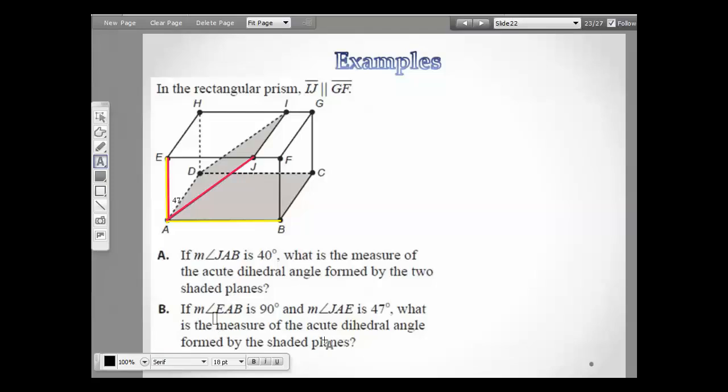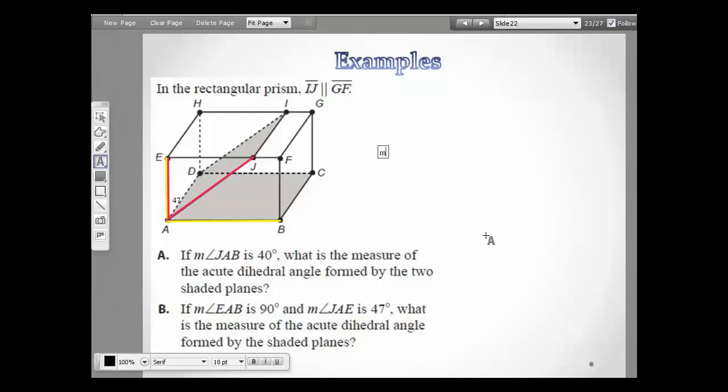So what is the measure of the acute dihedral angle formed by the shaded planes? Well, our dihedral created by the shaded planes is right here. Now, I'm always fussing that I'd like for y'all to write out your problems like this. Don't worry though, hardly anybody ever does. But I'm telling you, it'd help if you did. I don't have the angle symbol on here, so I'm using that sign. So angle, oops, let me start over.